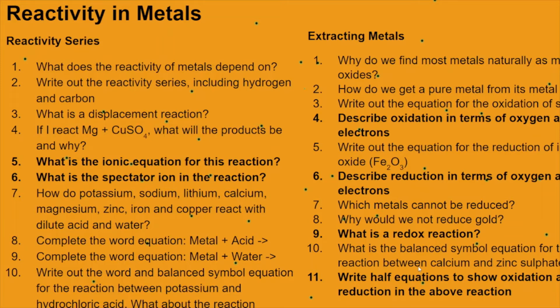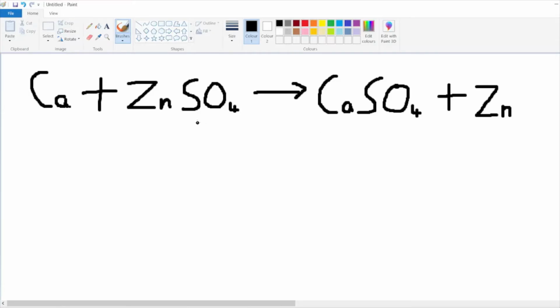However, the reaction between calcium and zinc sulfate, there is a reaction because calcium is more reactive, so it's going to displace zinc. So let's have a go at the balanced symbol equation and see if you can write half equations to show how this is a redox reaction, and have a go at an ionic equation as well. See if you can get all the different kinds of chemical equations in there. So here's the balanced symbol equation.